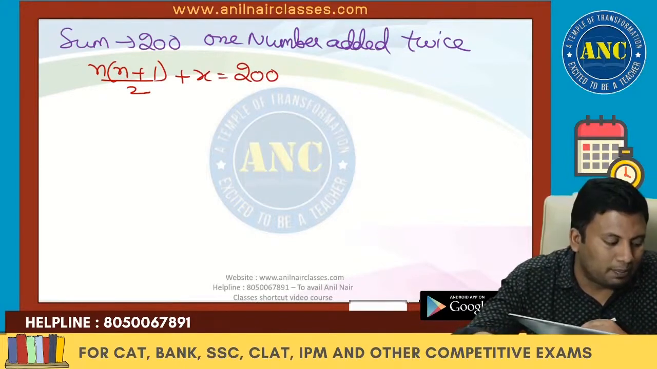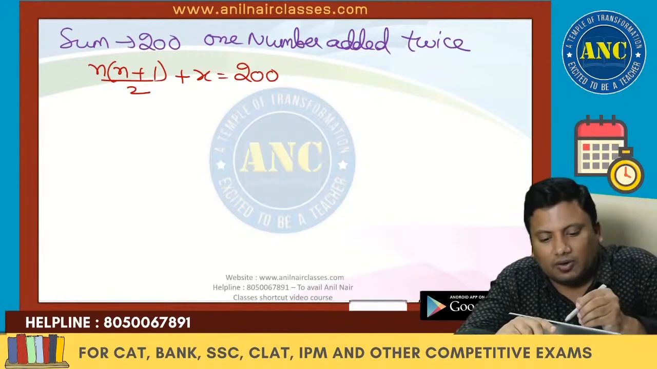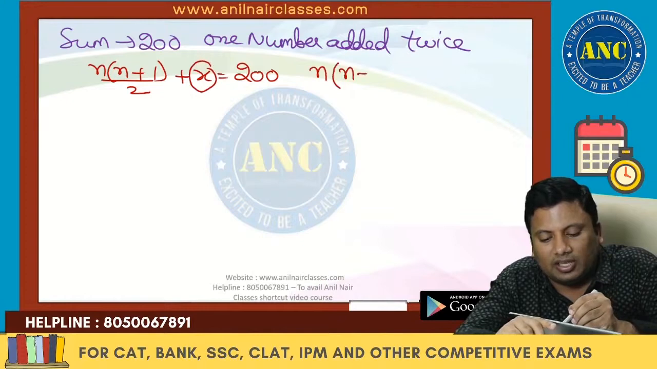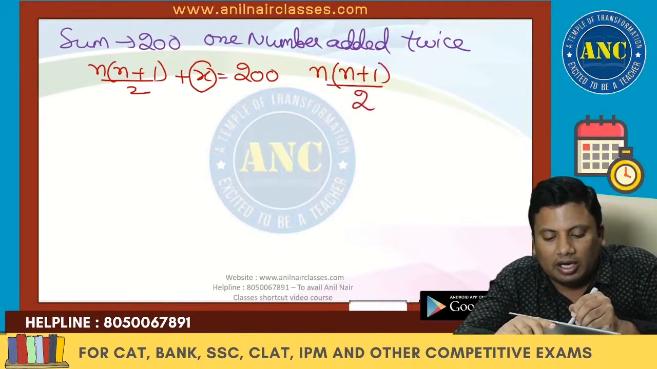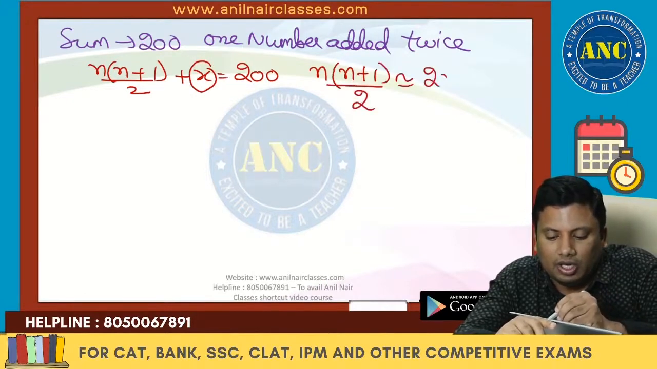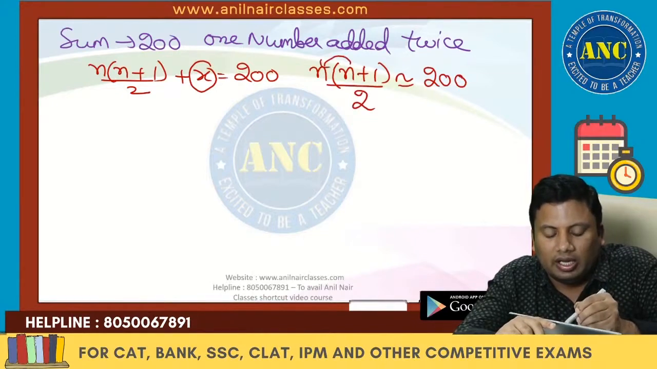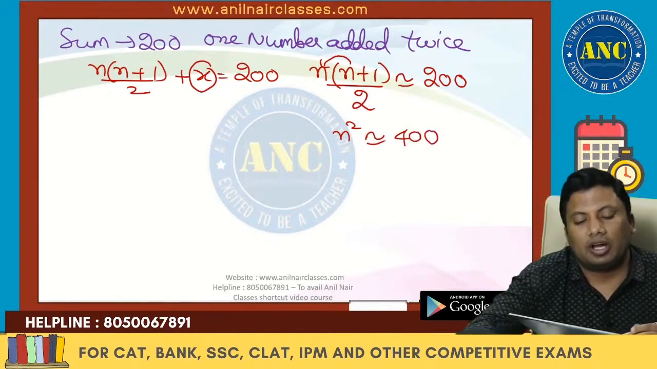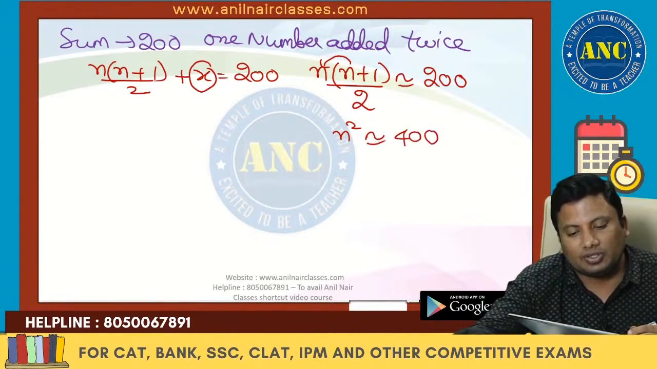N into n plus 1 by 2 plus x is equivalent to 2000. This is a number, that is the sum. Sum is always greater than the number. N into n plus 1 by 2 is nearer to 2000. N plus 1 is nearer to n. N square is nearer to 400.